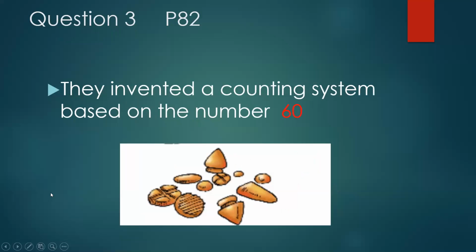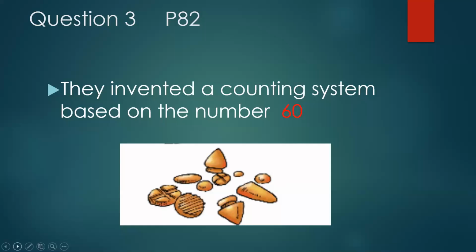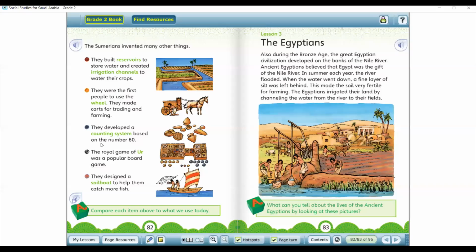Then another one on page 82, question 3. They invented a counting system based on the number 60. We will also find that on page 82. There we go. The 3rd point. They developed a counting system based on the number 60. Question 4. What was the popular board game called? We'll also find it in our book on page 82. That is point number 4. The royal game of Ur was a popular board game.